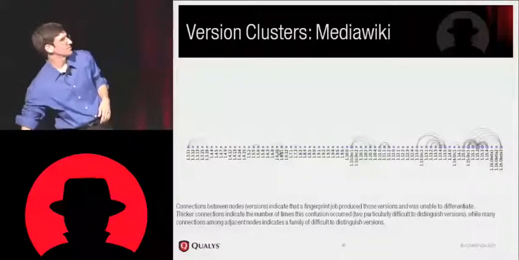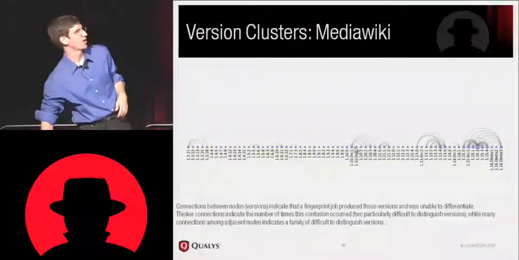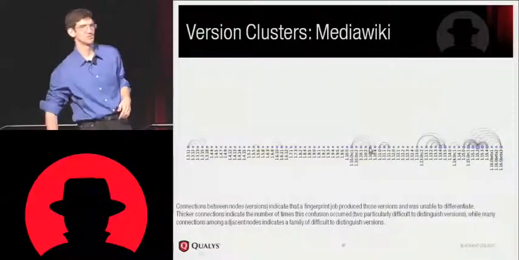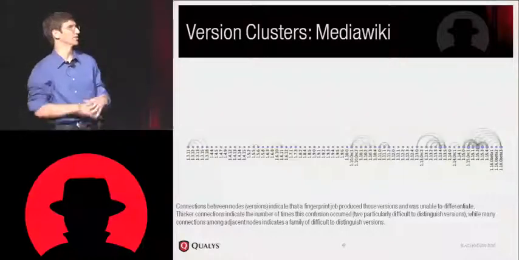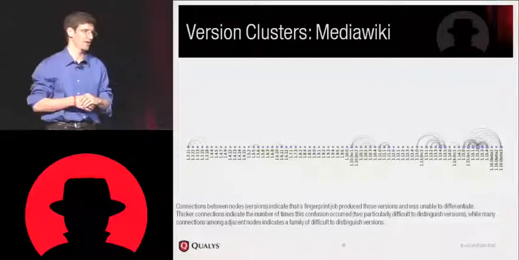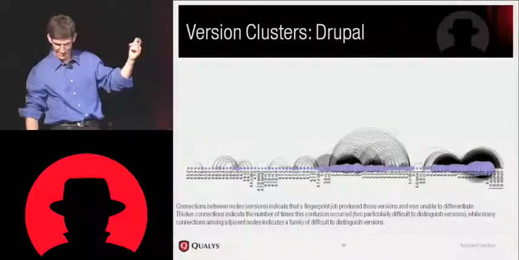So you can see from time to time, we get these little groups of versions that get confused. More lines, thicker lines means that happened more often. But even in the worst case scenario, we end up pinning it down to 3, 4 versions. So that's sort of the graph of how accurate we're often going to be for MediaWiki.